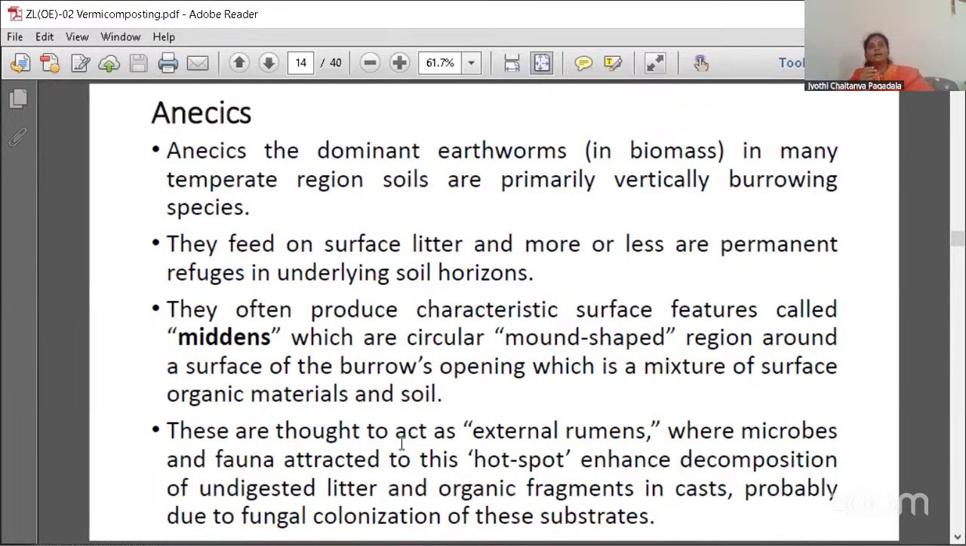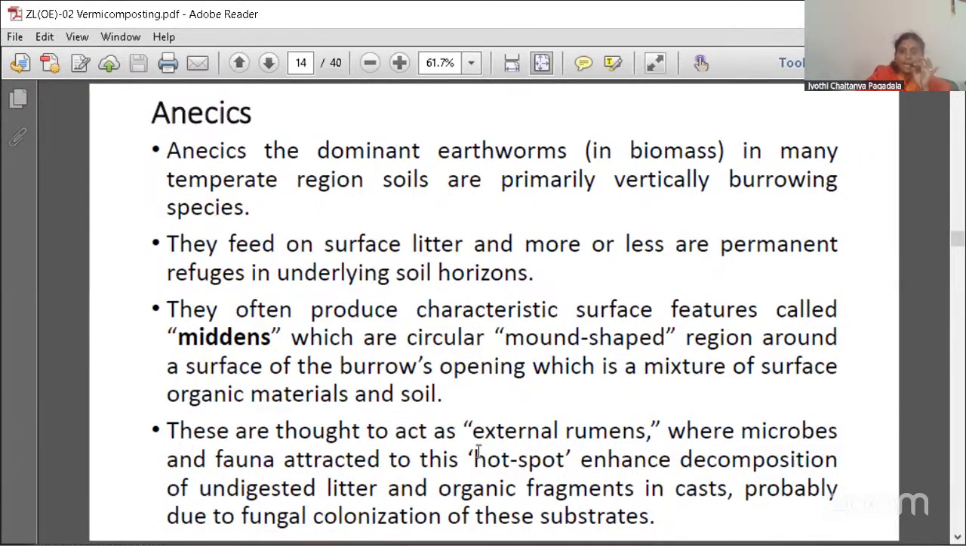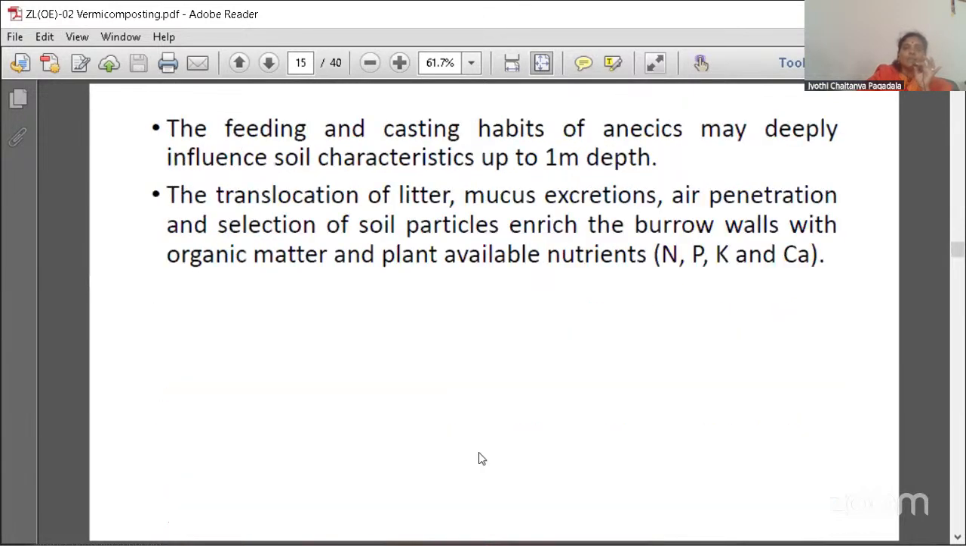Coming to the anecics, the dominant earthworms in biomass in many temperate region soils are primarily vertically burrowing species. They feed on surface litter and more or less permanent refuges in underlying soil horizons. They often produce characteristic surface features called middens, which are circular, mound-shaped regions around a surface burrow opening, a mixture of surface organic materials and soil. These are thought to act as an external rumen where microbes and fauna are attracted to this hot spot, enhancing decomposition of undigested litter and organic fragments in casts, probably due to fungal colonization of substances. The feeding and casting habits of anecics may deeply influence soil characteristics up to 1 meter depth.